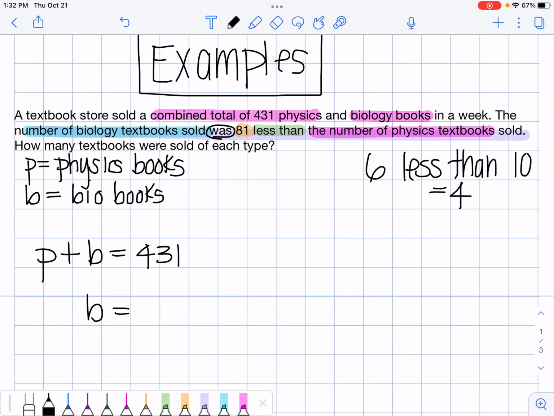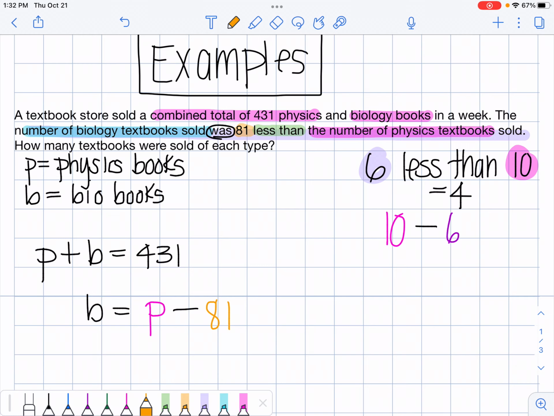So when I look at that, how did I figure that out? I took this piece and I subtracted this piece. I really did 10 minus 6. So if I go back to where it says 81 less than the number of physics textbooks sold, I have to do my physics textbooks sold first, minus 81. So those are going to be my equations.